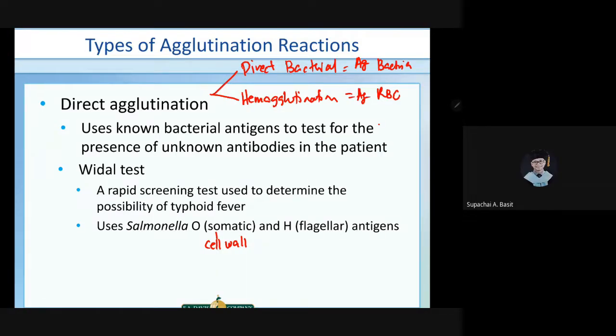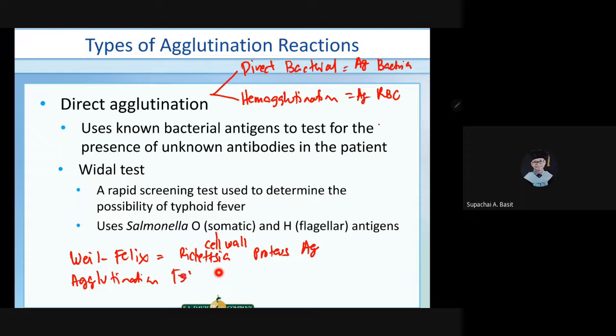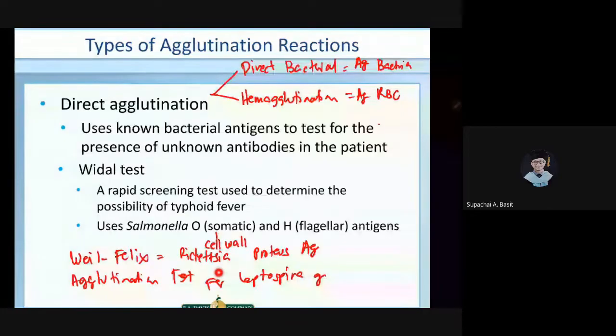Okay, so aside from the Widal test, there's the Weil-Felix test. It is for rickettsia, and this time it uses Proteus antigen. There is also an agglutination test for Leptospira antigen. So practically, any bacteria can be utilized as a source of antigen for direct bacterial agglutination.